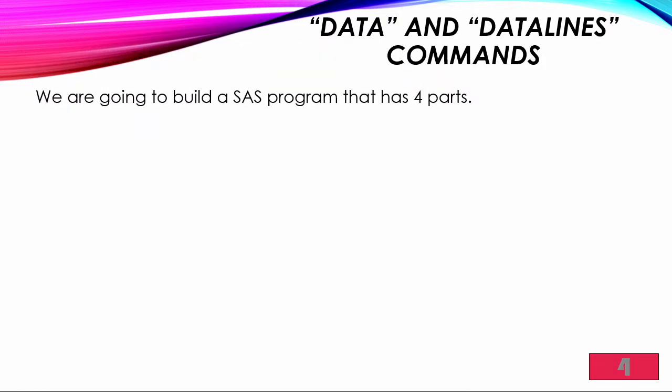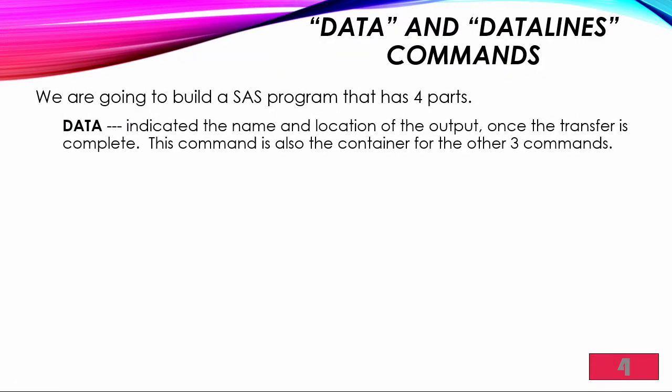It's data and data lines commands. So we're going to build a SAS program that has 4 parts. 4 key pieces to this data lines combination of commands. The first command we're going to use is called the data command, and it indicates the name and the location of the output. We want this data located in SAS to be the name of a table. So after the data command, we state the table name. This command is also a container for the other 3 commands.